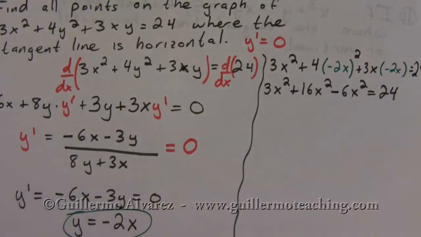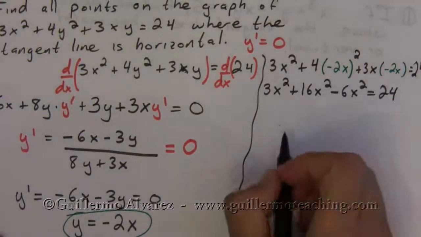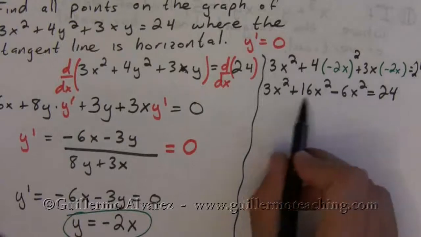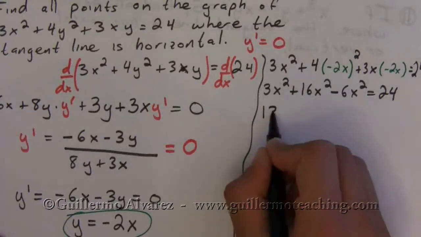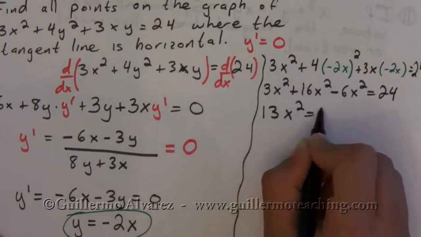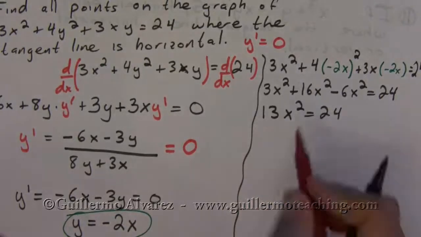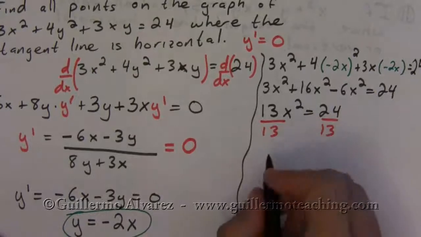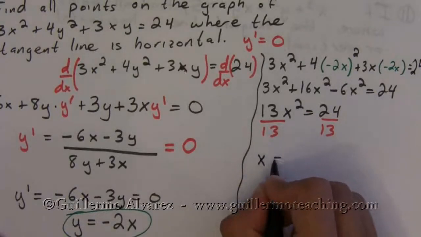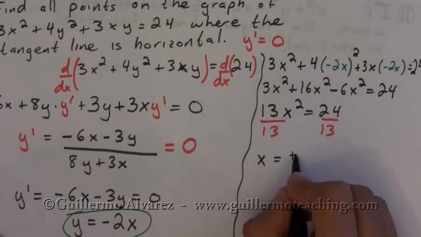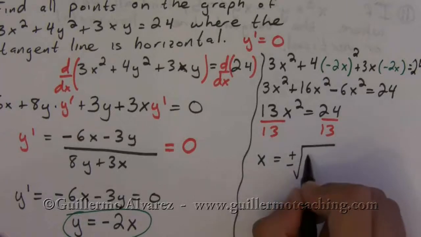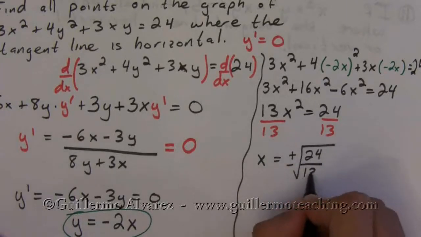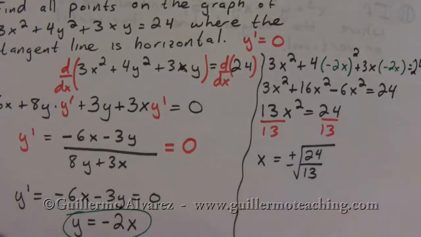And now I'm getting somewhere. I have 13x squared equals 24. Divide by 13, and I get that x is equal to plus and minus the square root of 24 over 13.